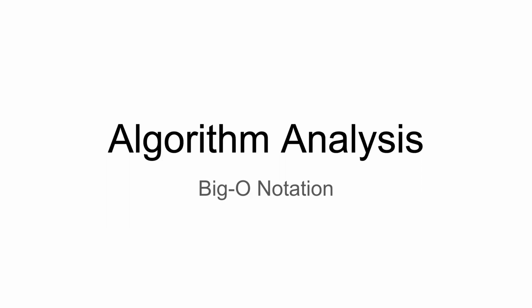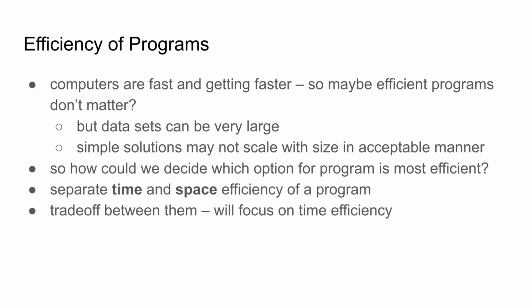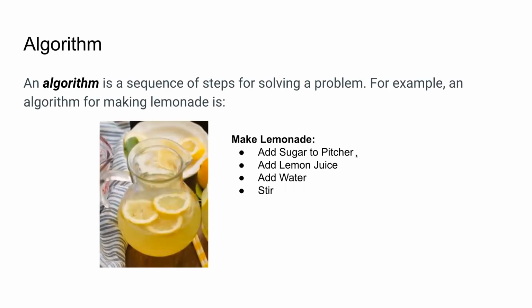All right. So this is CIS 256. This week, we're going to talk about algorithm analysis. Also, you may have heard about big O notation, which is related to this topic. So what is an algorithm? An algorithm is a sequence of steps to solve a problem.